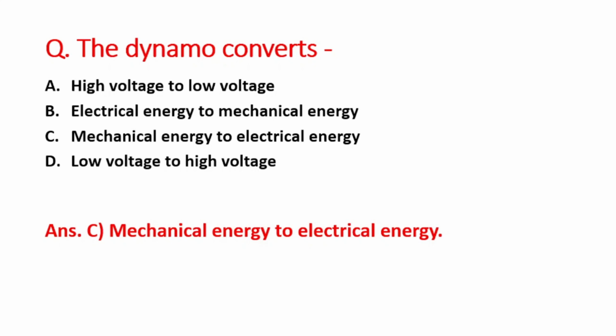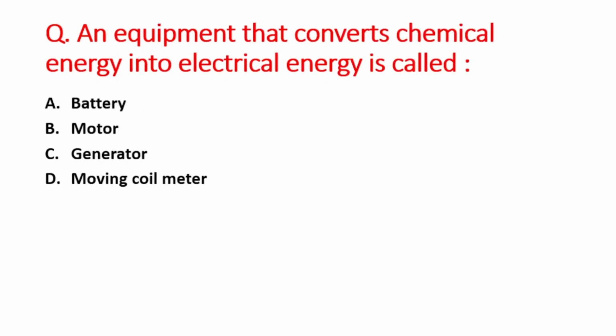Next question: an equipment that converts chemical energy into electrical energy is called. A option is battery, B is motor, C option is generator, and D option is moving coil meter. So the right answer will be option A, that is, battery is used to convert chemical energy into electrical energy.